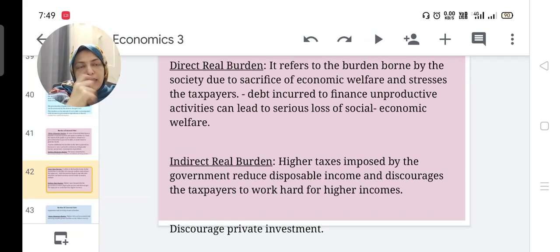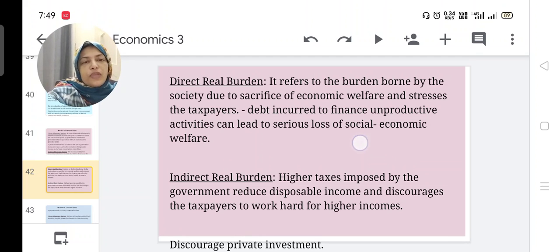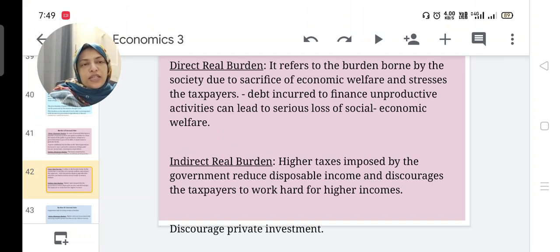Then direct real burden. It refers to the burden borne by the society due to sacrifice of economic welfare and stress on the taxpayer. Debt incurred to finance unproductive activities can lead to serious loss of socio-economic welfare. Then indirect real burden. Higher tax imposed by the government reduces disposable income and discourages the taxpayers to work hard for higher income. Then it also discourages private investment.